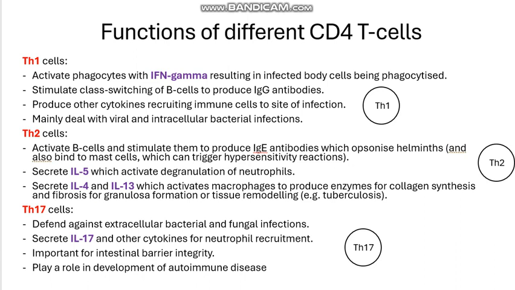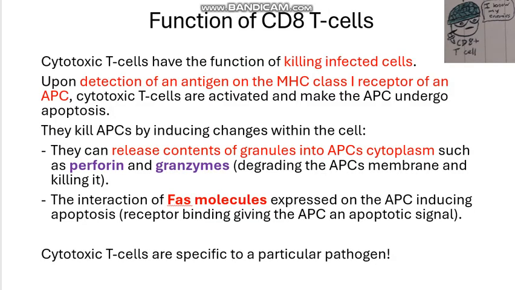Now finally, Th17 helper T cells, they defend against extracellular bacteria and fungal infections by secreting interleukin-17 and other cytokines which recruit neutrophils which can phagocytize bacteria and fungi. Th17 cells are also particularly important for intestinal barrier integrity, and they play an important role in the development of autoimmune diseases, which we're going to talk about later in this playlist when we go on to autoimmunity and systemic lupus erythematosus.